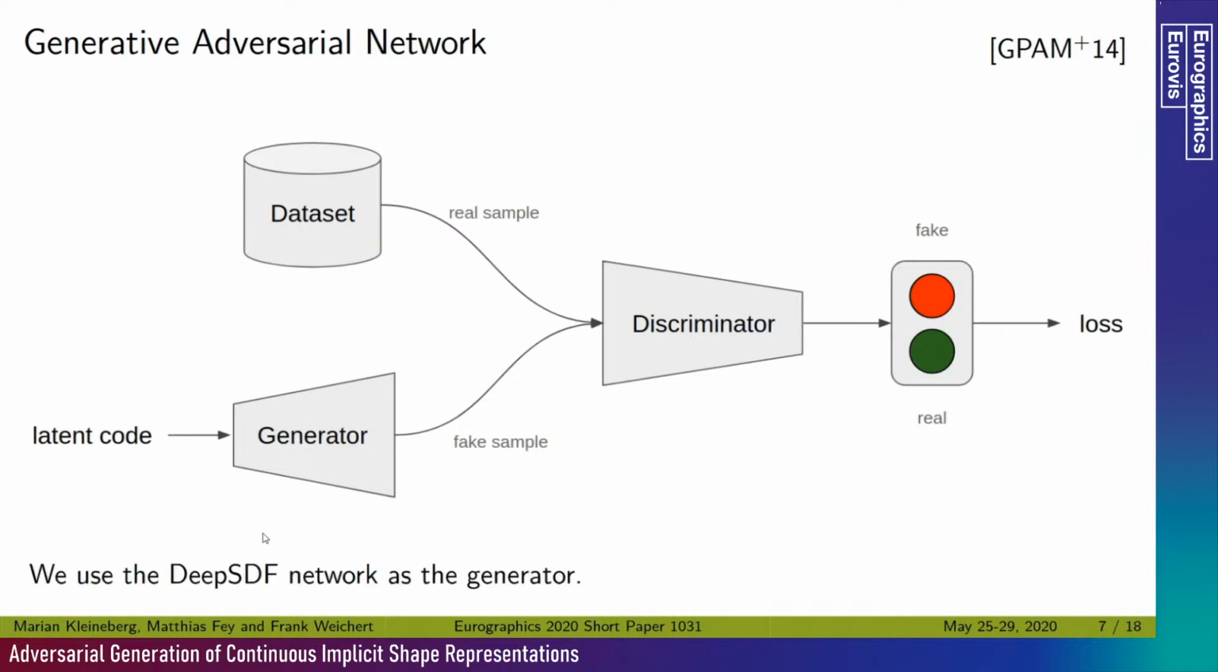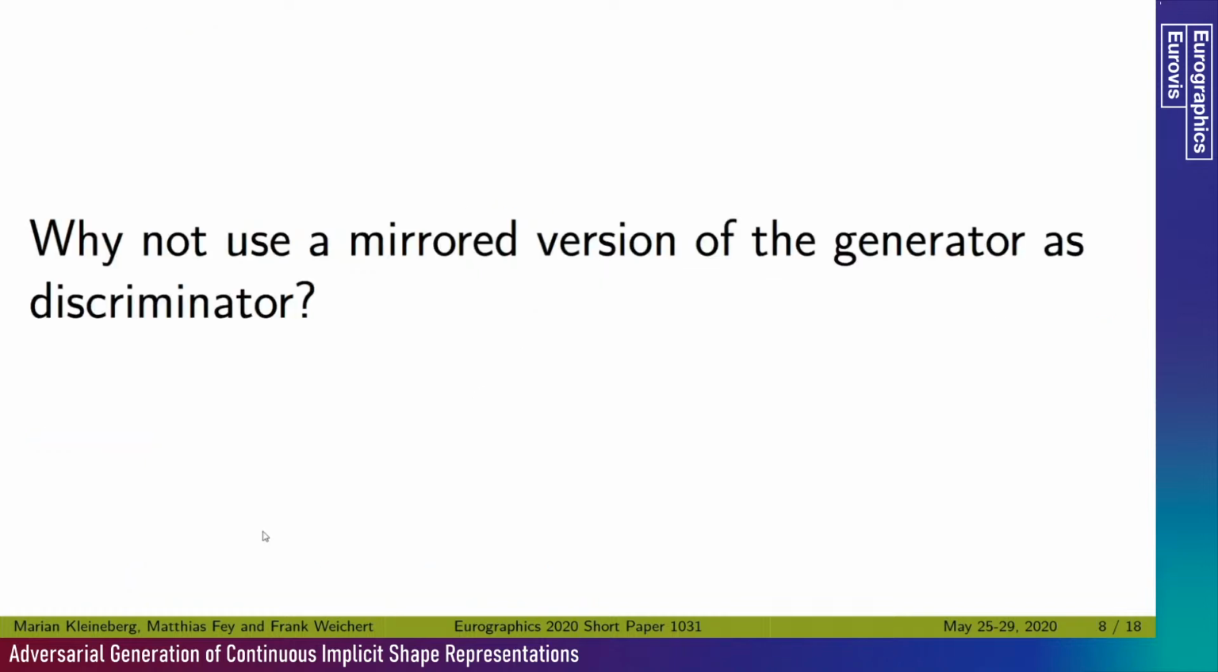In our case, the generator of our network is a DeepSDF network. Usually, however, in GANs, the discriminator is a mirrored version of the generator. In our case, this is not possible because the output of the generator is just the SDF value for a single point.